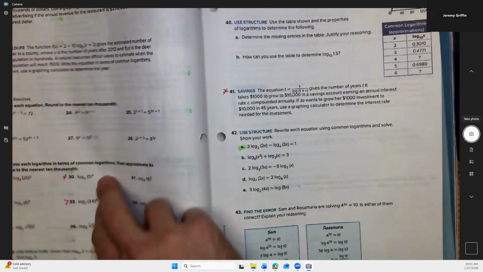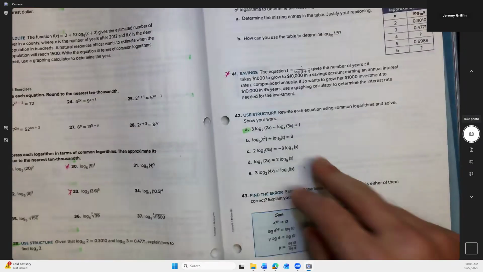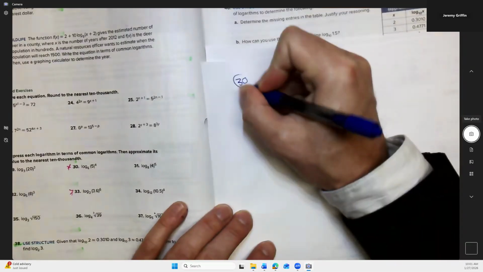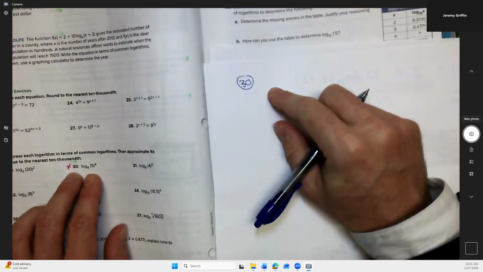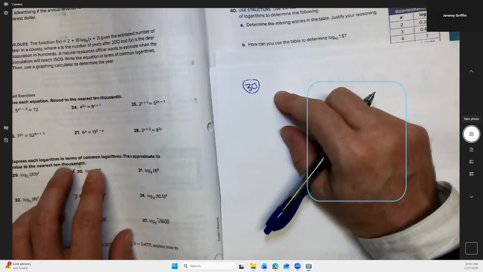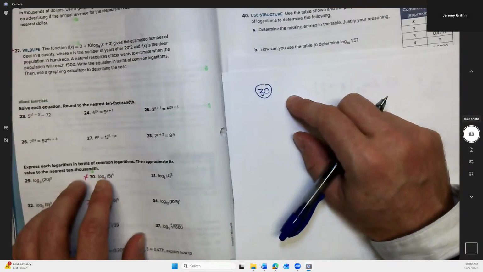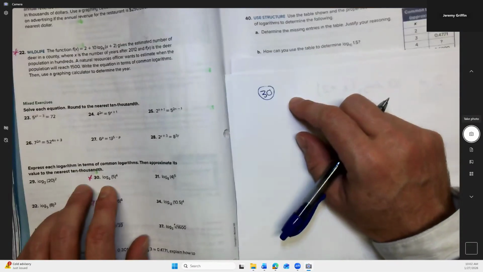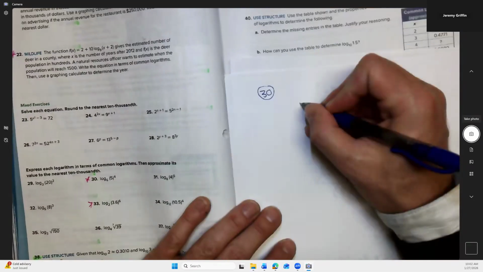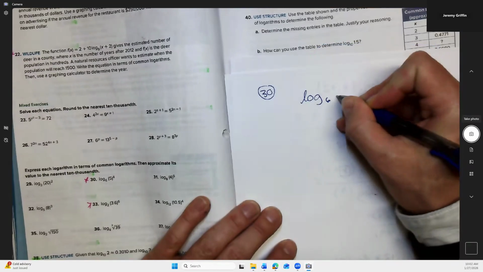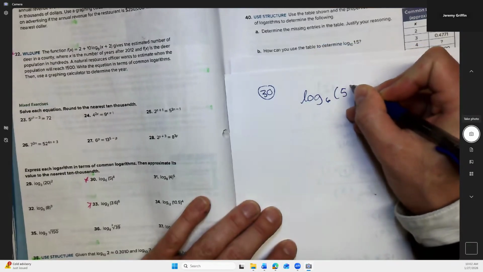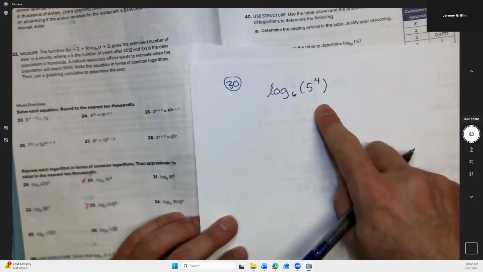All right. Let's hit these two down here, and then one more story example. Number 30, and then we'll close the notes. Okay, number 30. Express each log in terms of common logarithms, that's to say base 10 logs. Then approximate the value to the nearest 10,000. So we have log base 6 of 5 to the 4.